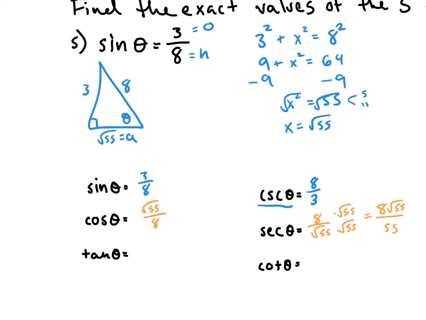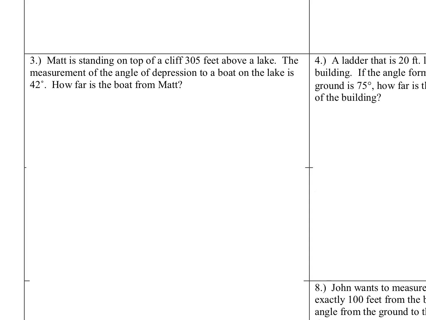And then tangent is opposite over adjacent, so 3 over square root 55. Have to rationalize, so this would be 3 square root 55 over 55. And cotangent would be the reciprocal of this one, so square root 55 over 3.